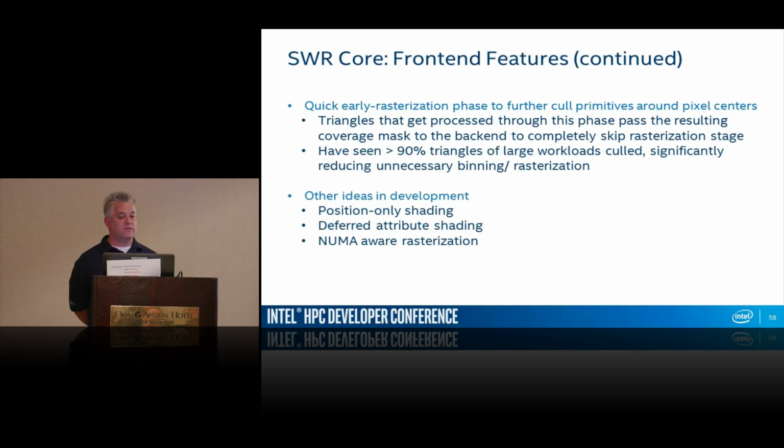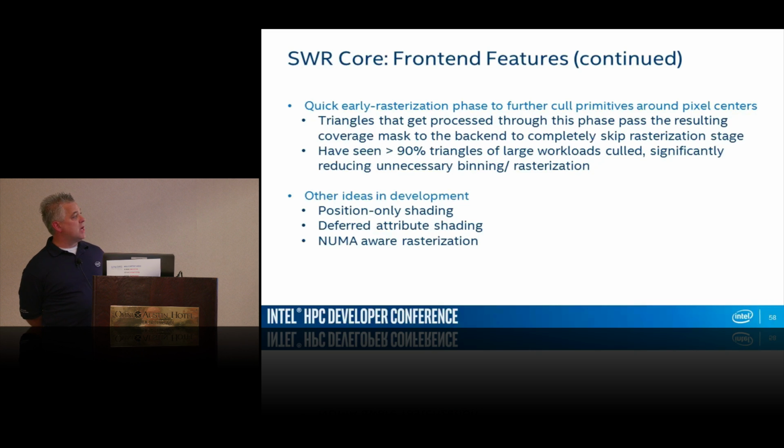Other ideas that we have in development are position-only shading, where we can skip some attribute shading as the pipeline is set up. We can defer other attribute shading, so we'll know what is culled, what is clipped out, and so on, and not shade all attributes of all vertices, only those that are necessary. Another thing that we can exploit is NUMA awareness, so that we are aware of the topology of the system we're running on, and we can target particular primitives to particular nodes as their memory latency demands.